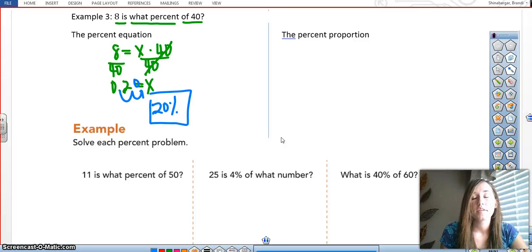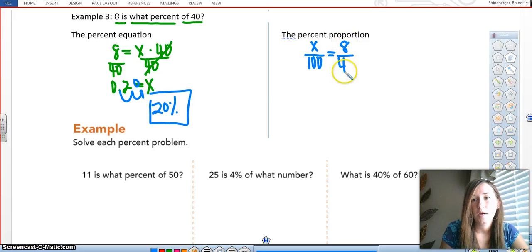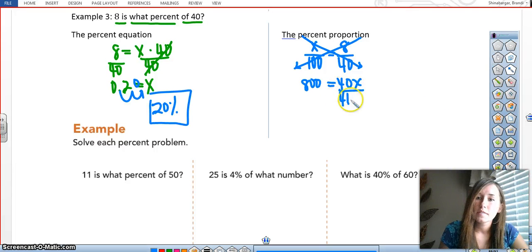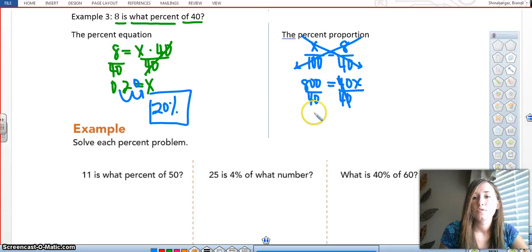Okay, now let's try solving this same problem using the percent proportion. All right, the percent, we don't know, out of 100 is equal to the part 8 over the whole 40. Okay, let's cross multiply. 8 times 100 is 800. X times 40 is 40x. Divide by 40 on both sides. And 40 goes into 800 20 times.